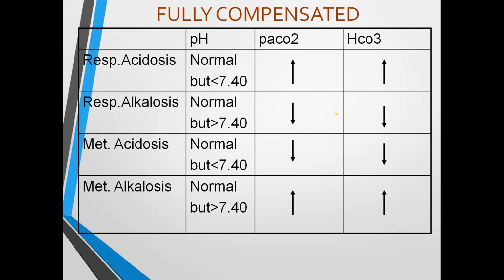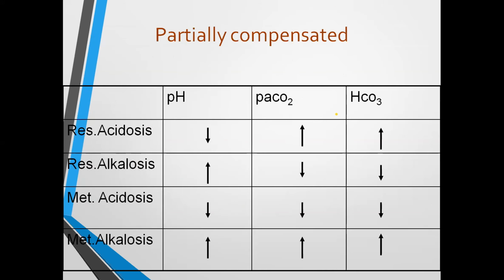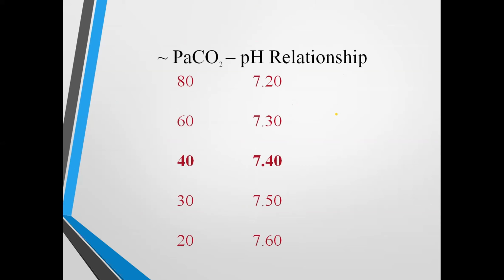Next. Okay, we have explained fully compensated. We have already explained this slide. Partially, we also talk about that. Next. This is the PCO2 pH relationship. If the patient has a pH of 7.20, the patient would have a PCO2 of 80. If it is 7.30, 60. 7.4, 40. So this is the relationship between pH and PCO2.